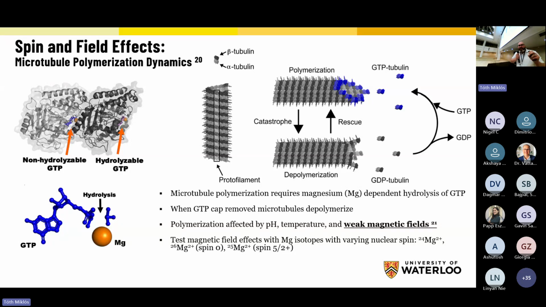Overall, because this process is highly dependent on magnesium, we thought it would be interesting to change out the isotope of magnesium and see what happened in the absence or presence of a magnetic field. Primarily because it's also been shown that microtubules are dependent on weak magnetic fields, such that if you grow microtubules in a hypomagnetic environment, they will form aberrantly. They will not form properly in a no field environment whatsoever. They need at least the strength of the Earth's magnetic field in order to form in a standard manner.